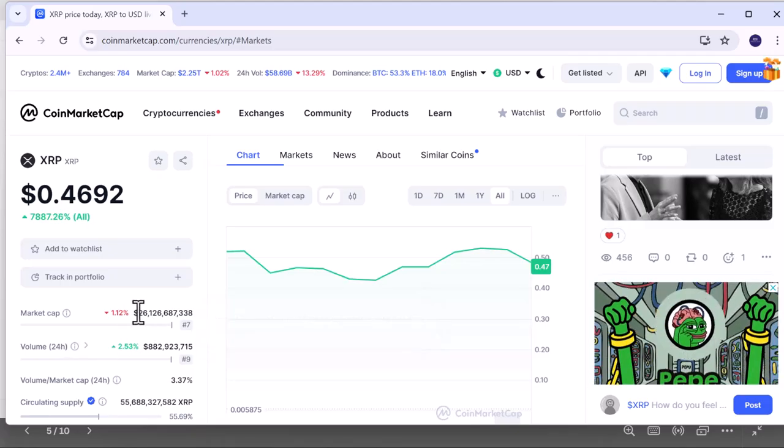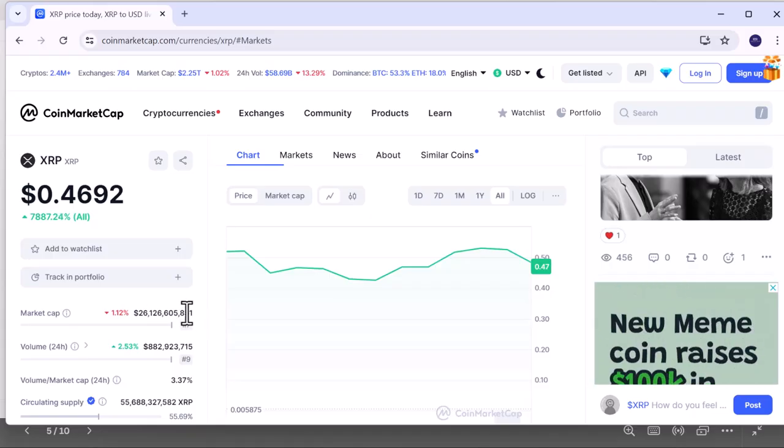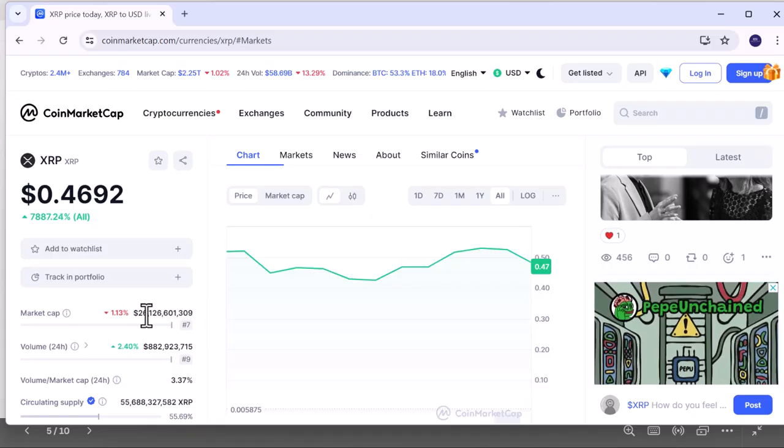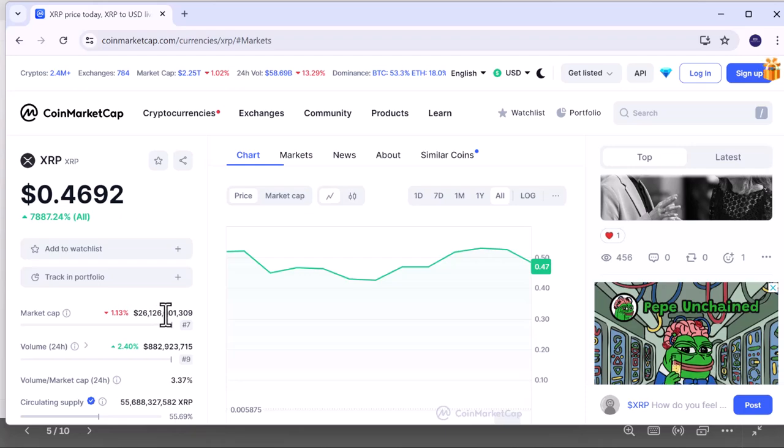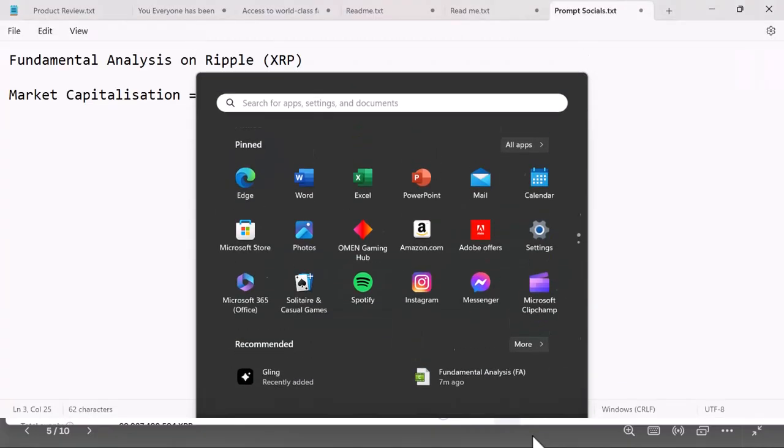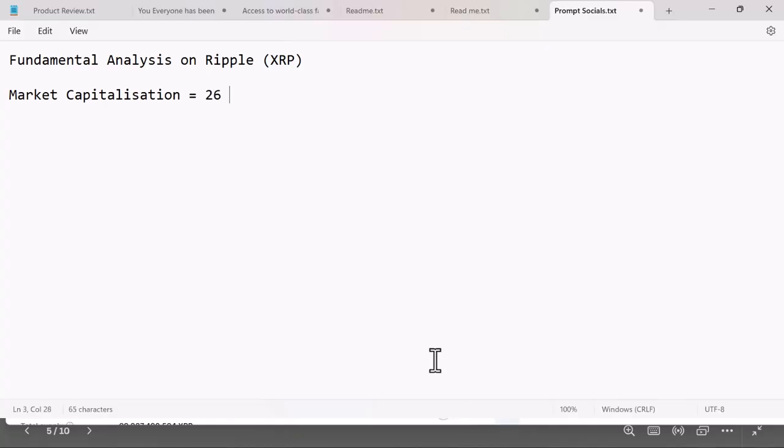As you can see, this is the market cap right now. The market cap is 26 billion, with 9 digits in the value. So right now, put that in. We've gotten the market cap, 26 billion, so we're just going to put it as 26 billion, and we're going to go in.